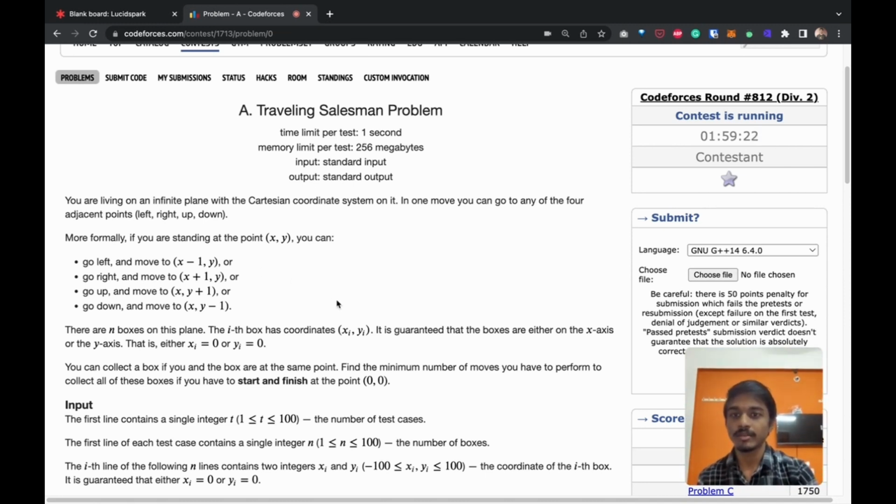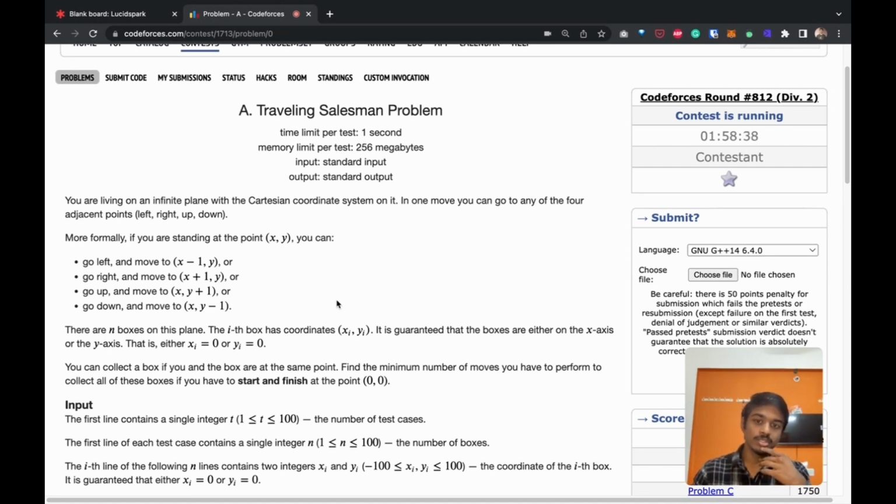You are living in an infinite plane with the Cartesian coordinate system on it. In one move, you can go to any of the four adjacent points. There are n boxes on the plane. The ith box has coordinate xi, yi. It is guaranteed that the boxes are either on the x-axis or on the y-axis, that is either xi equal to 0 or yi equal to 0. Okay, it's on the straight line. You can move like this or like this, anywhere. You can collect a box if you and the box are at the same point. Find the minimum number of moves you have to perform to collect all boxes.